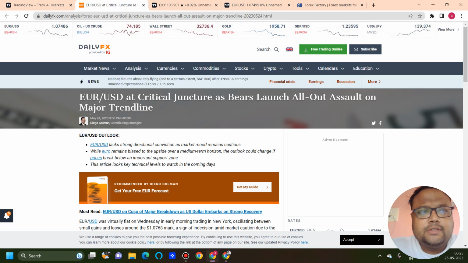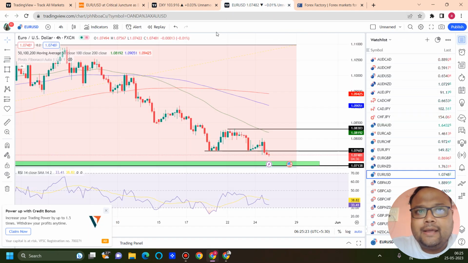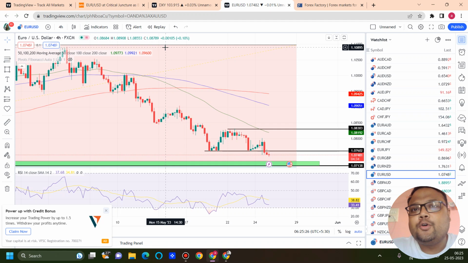You can see here, this is the news here that EURUSD at critical juncture as bears launch all-out assault on the major trend line. So overall EURUSD is a little bit critical right now, and we are not seeing the correlation with the dollar that we used to get. Previously, we used to have a very simple correlation of EURUSD, gold, GBP/USD with dollar, but right now we can see that they are not in a good mood. So as a result, it's better to focus on this particular chart only.